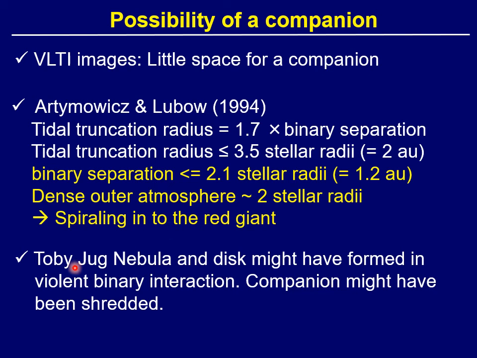So what happened? Maybe the Toby-Jug nebula and disk might have formed in a violent binary interaction, maybe connected to common envelope evolution, and the companion might have been shredded. That's why we don't observe it, maybe. But we need imaging with a higher dynamic range to confirm this scenario.